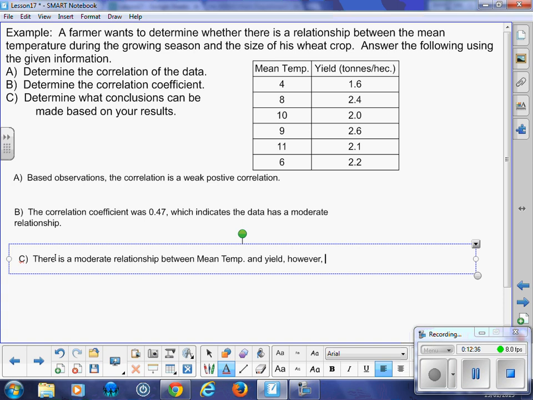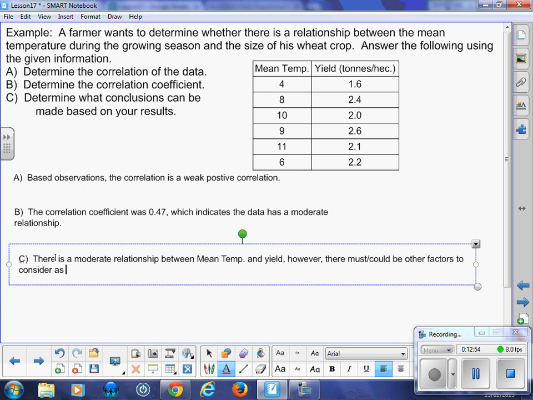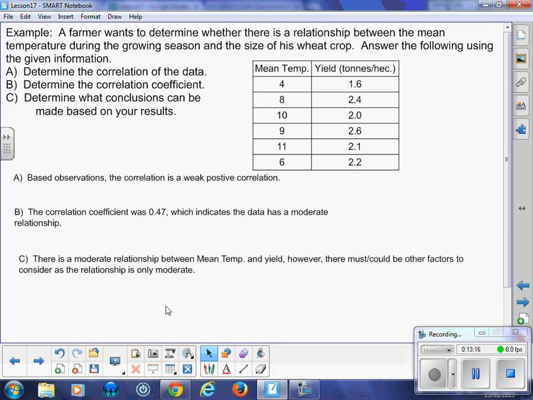So what we can say is that there must be, or could be, either wording I would accept, other factors to consider as the relationship is only moderate. And that's typically the case. If it's not a perfect relationship, and 0.47 is on the low scale, then there are probably other factors that must be playing an influence on this particular situation. So it's important that I see that you identify that that is the case.